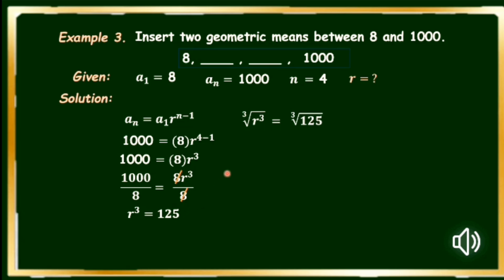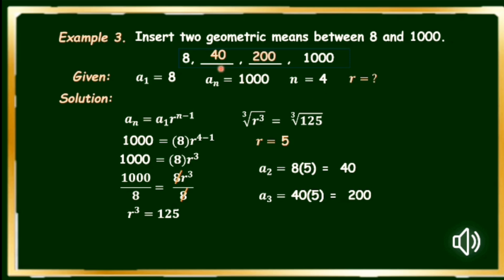We get the cube root of r cubed so that we can get the value of r. And that is equal to the cube root of 125. The cube root of 125 is 5. Therefore, r is equal to 5. And just like what we did in the previous examples, we will multiply the first term, 8 times 5 equals 40, to get the second term. And then to get the third term, a sub 3 will be the result earlier times 5, that is 200. So the geometric means that we're looking for are 40 and then 200.